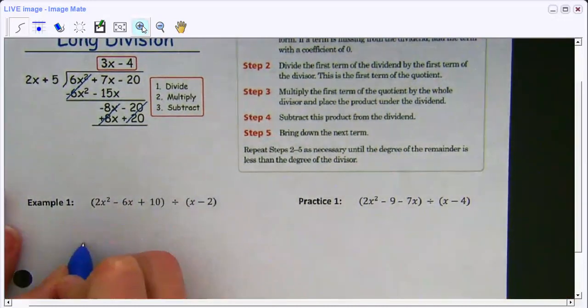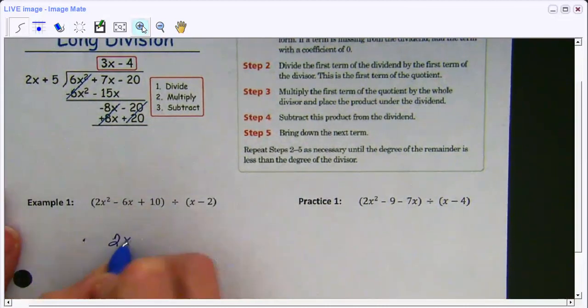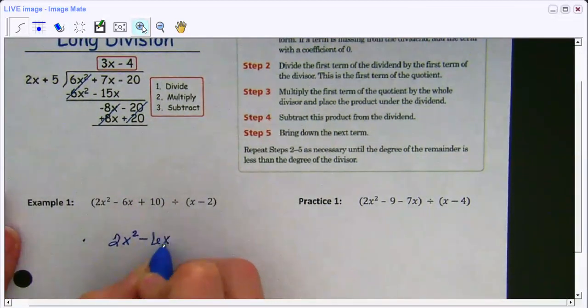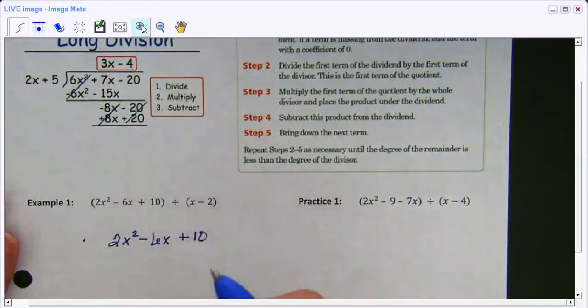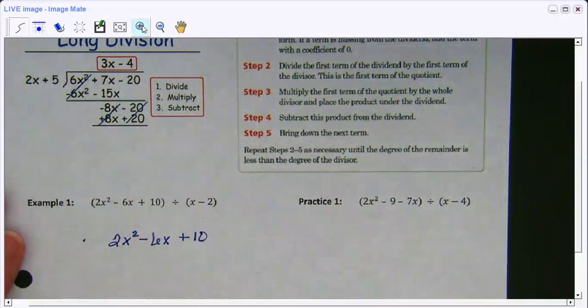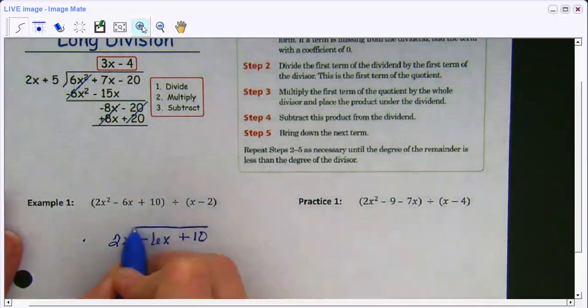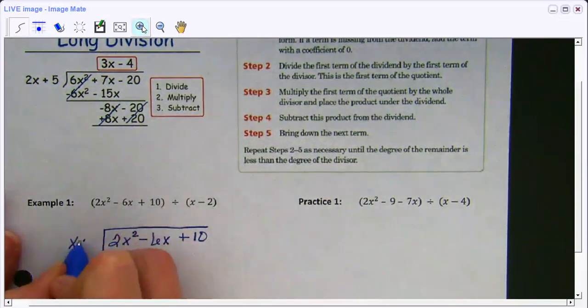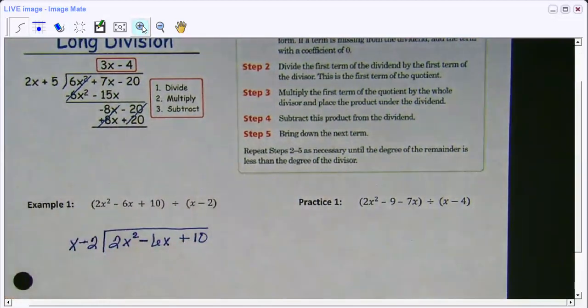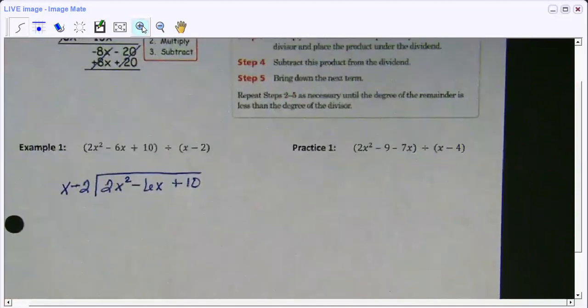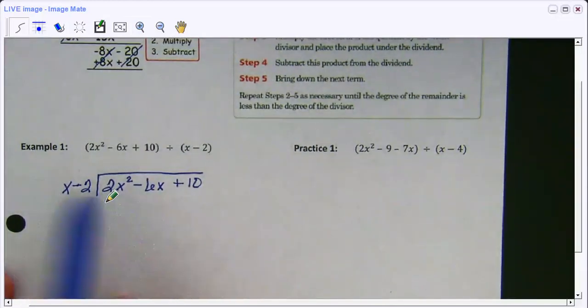Okay, so I'm going to have 2x squared minus 6x plus 10. And I always write it like this to remember which number goes on the inside and which number goes on the outside. Divided by x minus 2. Okay? So that's how you set them up. Now, our very first step is figuring out how many 1x's can fit into 2x squared. How many 1x's can fit into 2x squared?